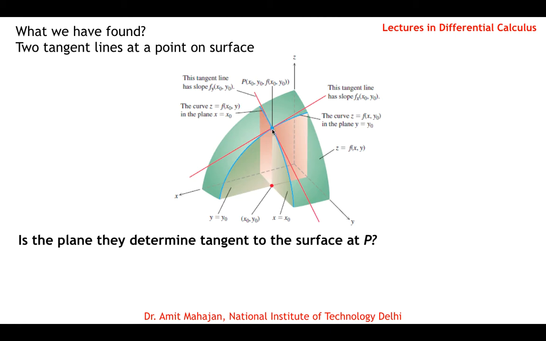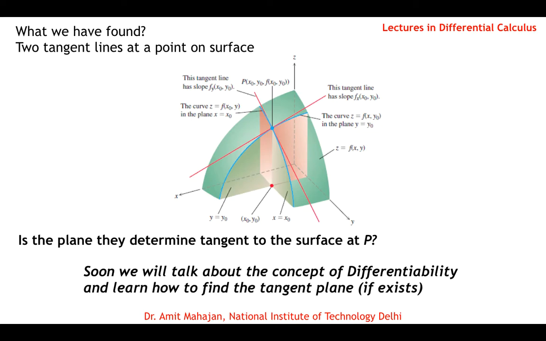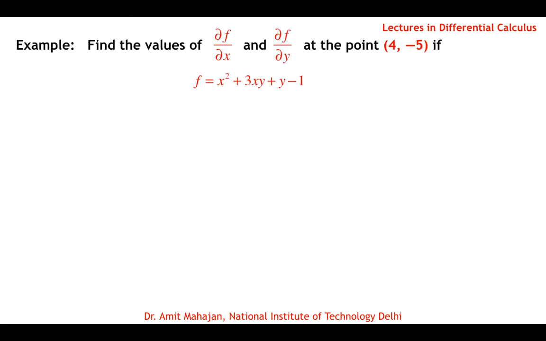If it is so, that means all the tangents will lie on that plane, and so this function will be differentiable at this point. Soon we will talk about this concept of differentiability and learn how to find the tangent plane if it exists. So if they determine a tangent plane at this point, then we say that the function is differentiable at this point. Before we talk about this, let us take one example to find partial derivatives first. Find the value of the partial derivative of the function with respect to x and with respect to y at the point 4, minus 5, if the function is given as this, a function of x and y.